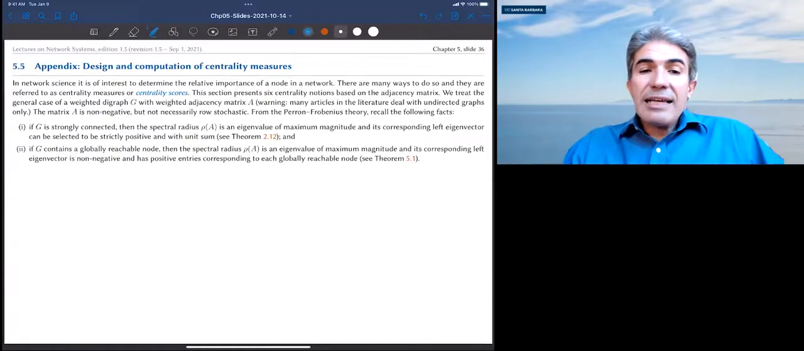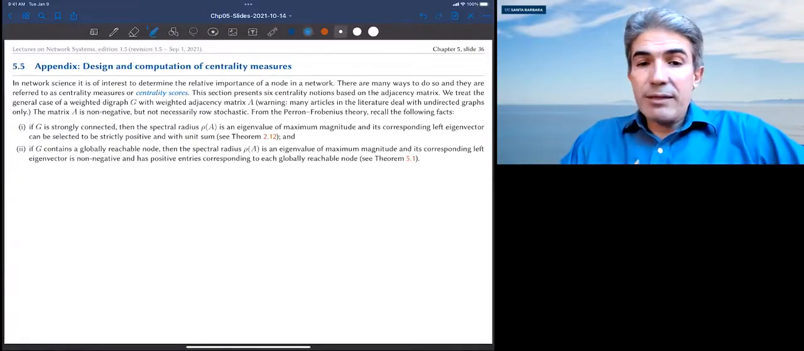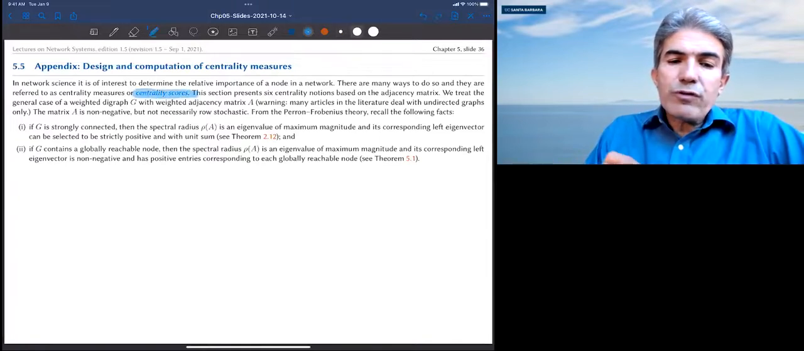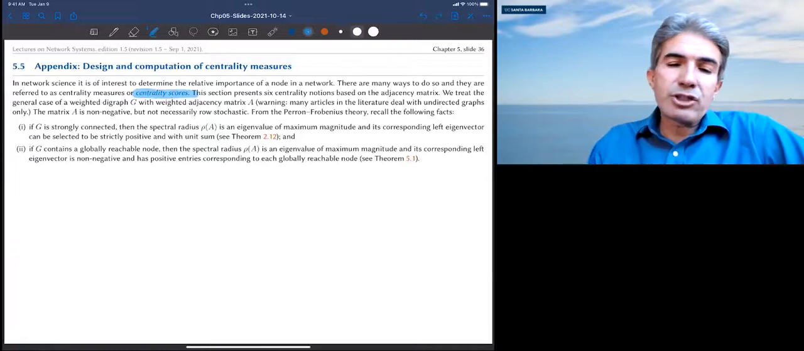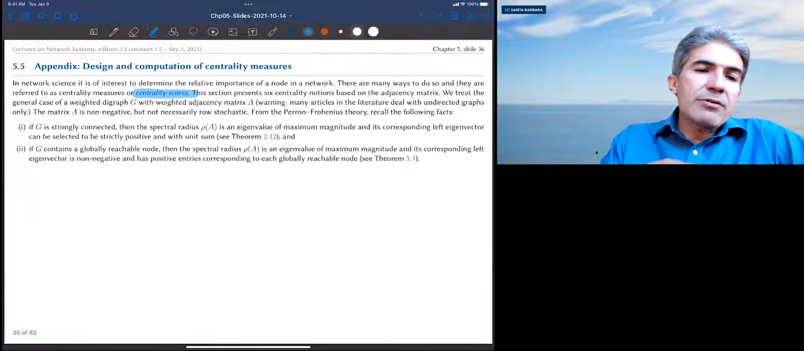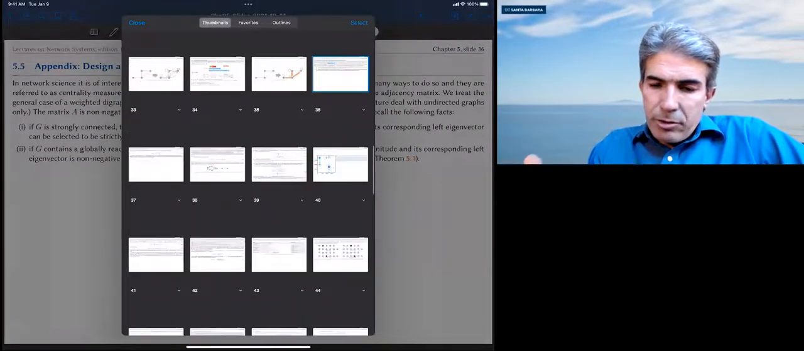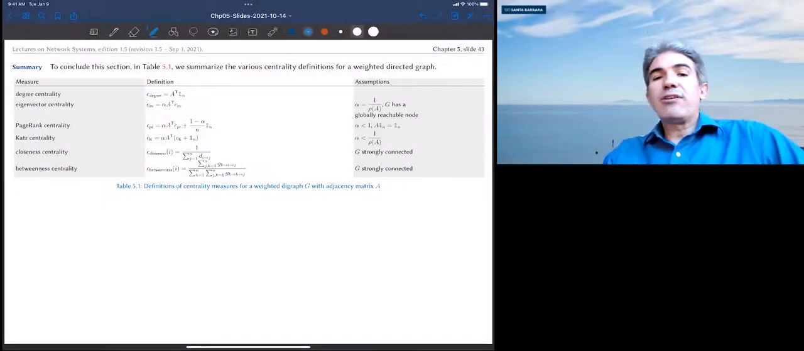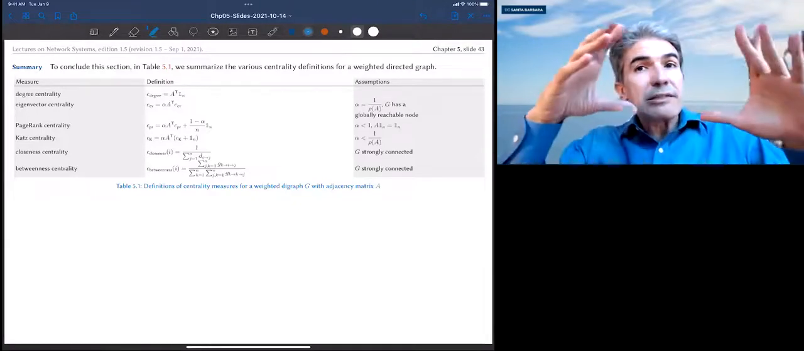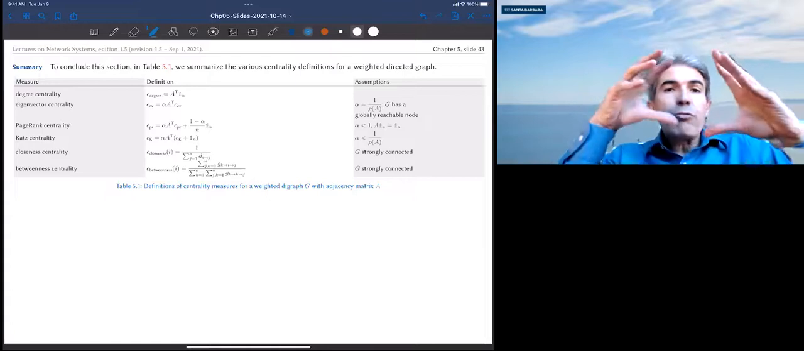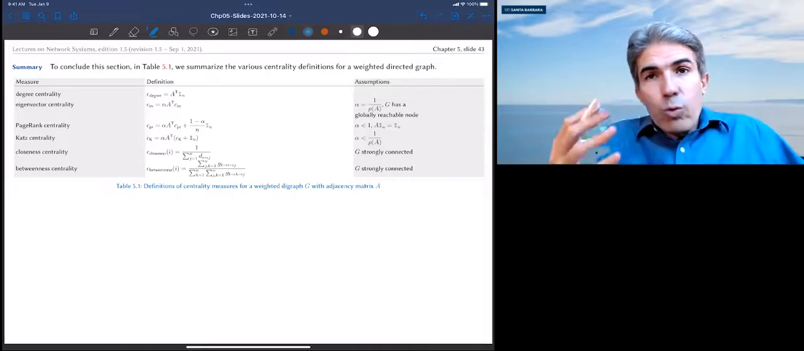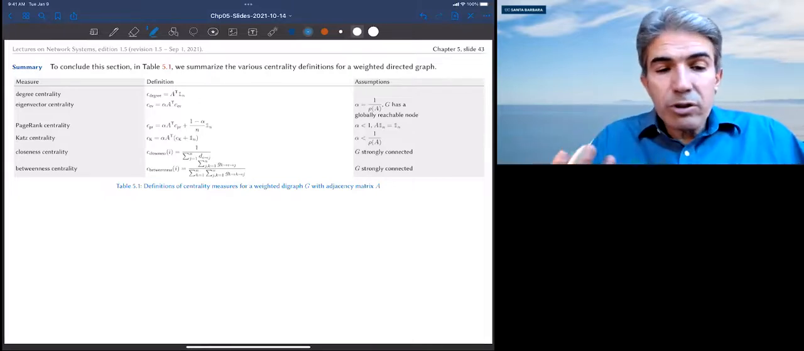The last appendix of this chapter has to do with something called centrality scores. It's a beautiful subject studied in network science, not so much in the dynamics of network systems. But basically the intuition is, and I have a table here, that there are many different ways of taking a graph, even a weighted directed graph, and trying to determine which nodes are important, which nodes are not important. And the word centrality is precisely a synonym for importance.